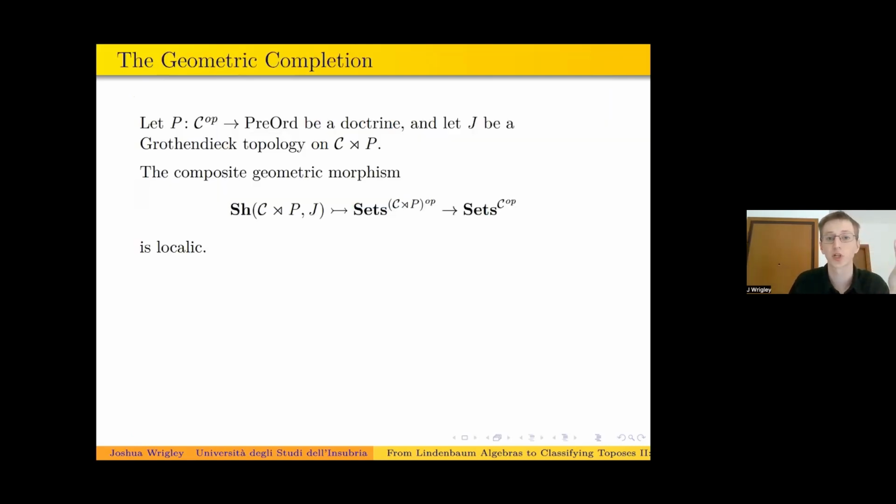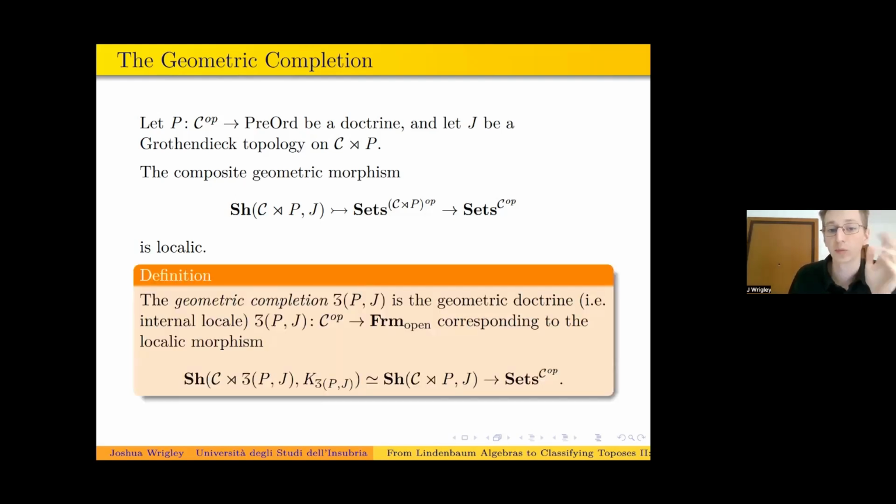Okay, and now we can define the geometric completion very easily. We're given a preorder, we're given a doctrine, and we're given a Grothendieck topology on its Grothendieck construction. Now, the composite geometric morphism here is given by a localic geometric morphism, an embedding of a subtopos, followed by another localic geometric morphism, induced by that faithful fibration we saw earlier. And so the composite is localic. And so sheaves on C times P with topology J is the sheaves on an internal locale. And we define the geometric completion on the pair (P, J) to be the corresponding internal locale.